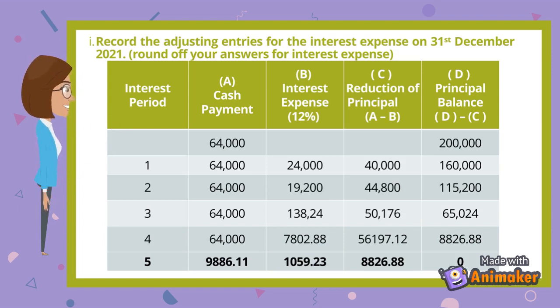Based on the situation given in example 2, record the payment of principal and interest expense, based on the installment payment schedule. This is the schedule of payment for the mortgage payable. The first payment, which is due on the 31st of December next year, is 24,000 worth of interest expense and 40,000 worth of reduction of principal.